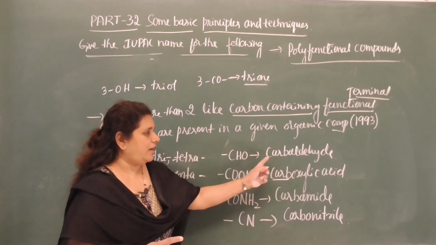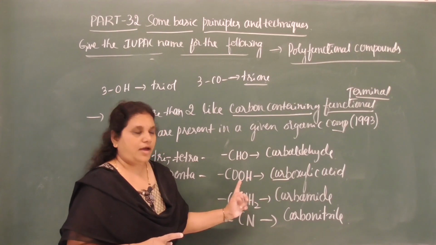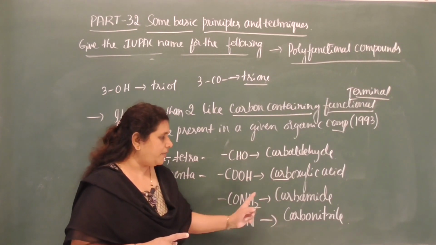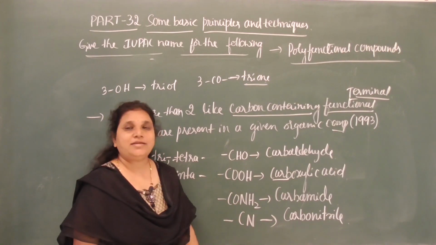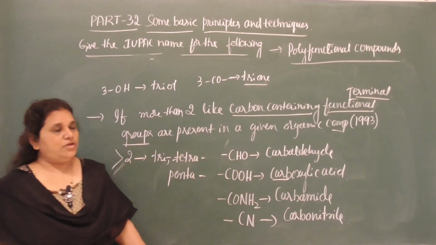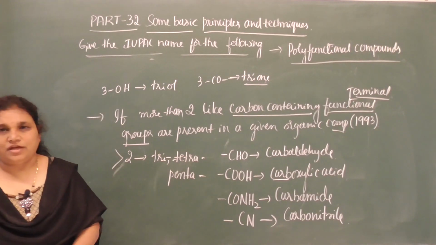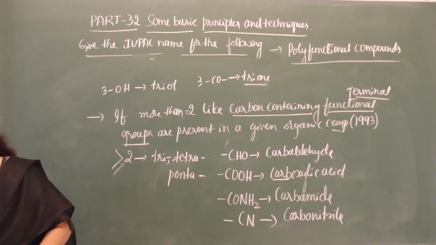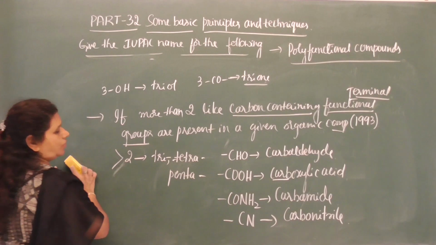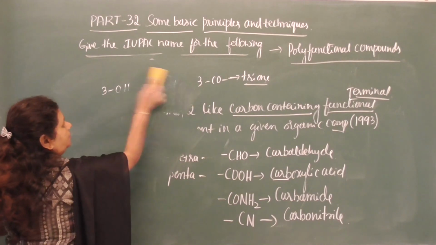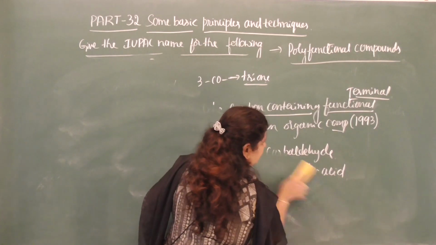You must remember the suffixes: carbaldehyde for aldehyde, carboxylic acid for the acid group, carbamide for the CONH2 group, carbonitrile for the CN group. So with this, let us move on to the examples for polyfunctional compounds. So write down the examples for polyfunctional compounds. So note on this. Now move on to polyfunctional compounds.